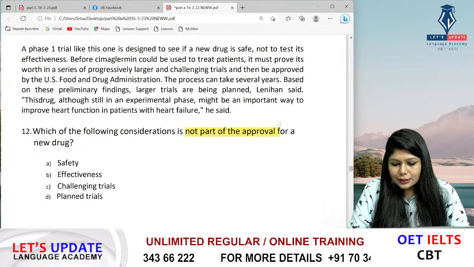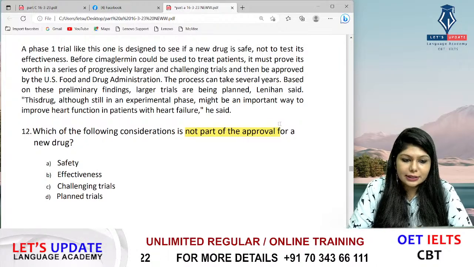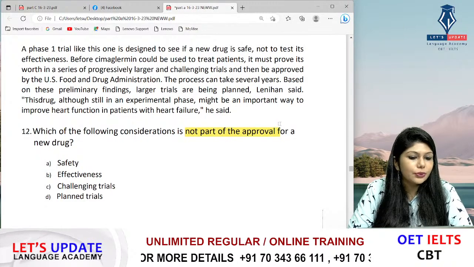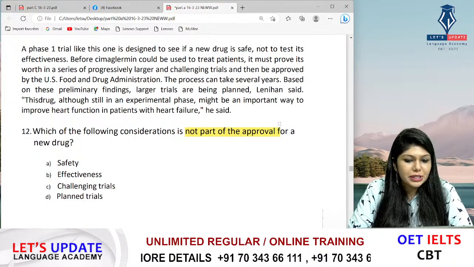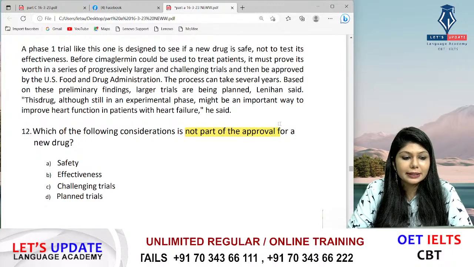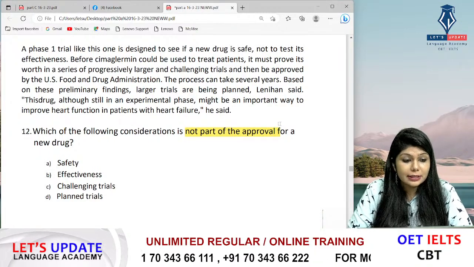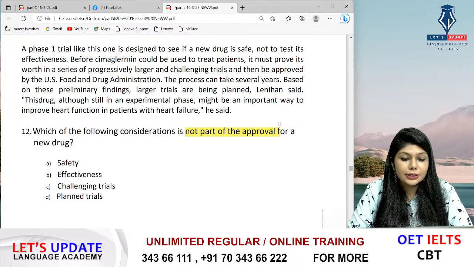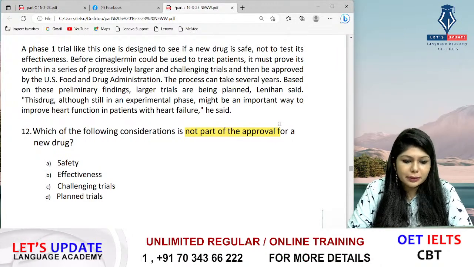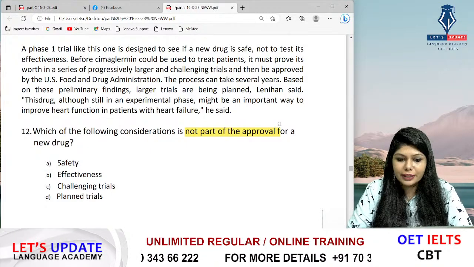Okay, so I can see most of you coming up with your choice of answers. So let's just read it. A phase one trial like this one is designed to see if a new drug is safe, not to test its effectiveness. Before semaglutide would be used to treat patients, it must prove its worth in a series of progressively larger and challenging trials and then be approved by the US Food and Drug Administration. The process can take several years. Based on these preliminary findings, larger trials are being planned. Enihan said, this drug, although still in an experimental phase, might be an important way to improve heart function in patients with heart failure, he said.